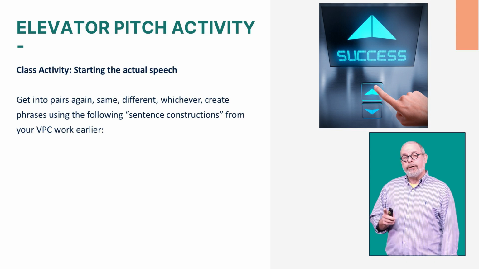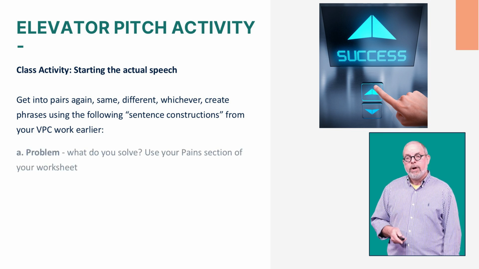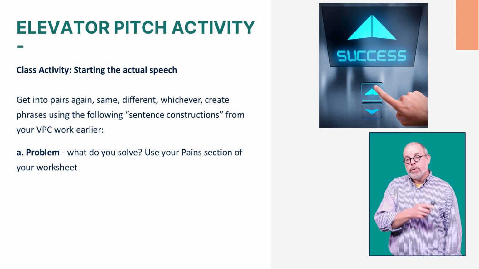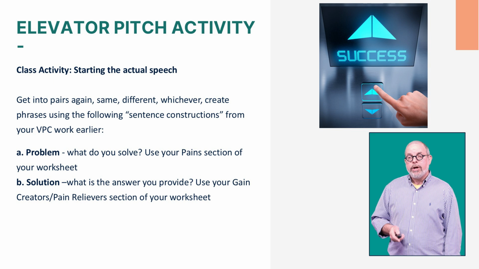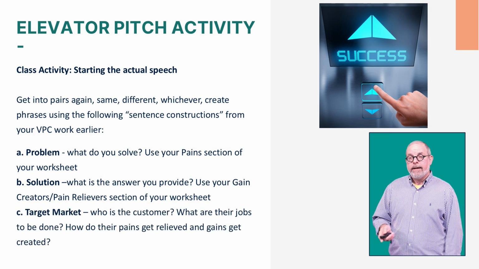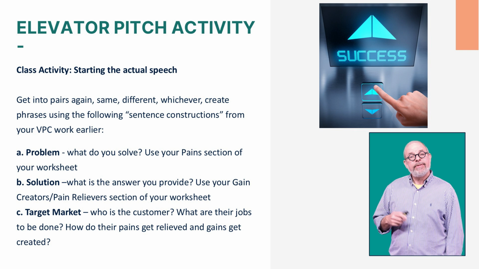So, create your own elevator pitch by writing down 3 or 4 simple sentences that talk about your product or service. What is the problem that you solve for? Use that pains section of your worksheet that we did. What is the answer you provide? Use your pain relievers and gain creators section of the worksheet to help create a sentence about the solution. Who's the target market? That's the whole left side of that canvas. What are their jobs to be done? How do their pains get relieved and gains get created? That's how you talk about your target market in your elevator pitch.